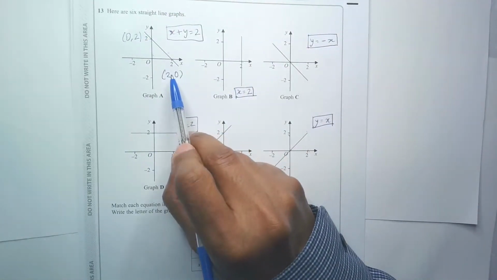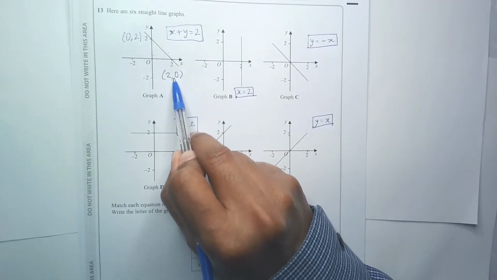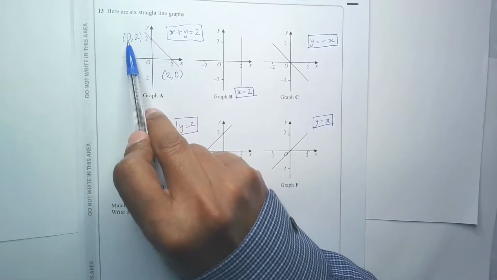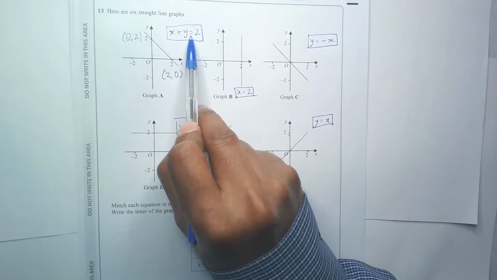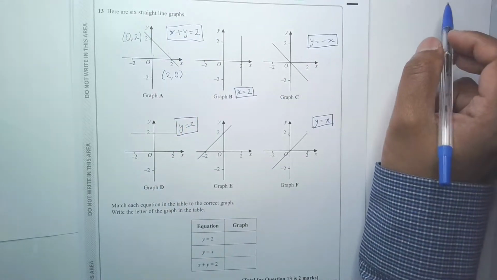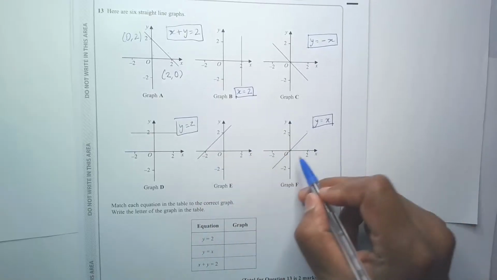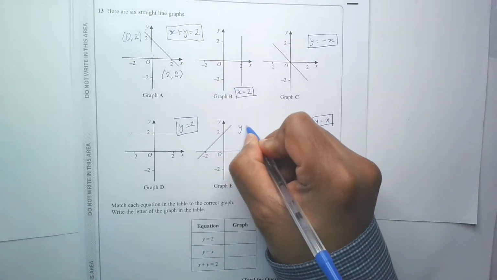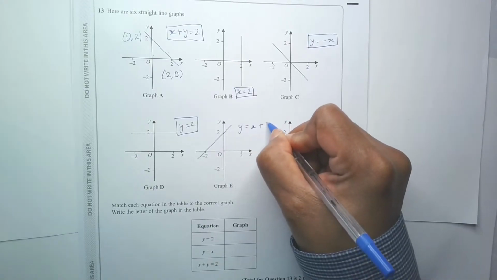Now, when x is 2, y is 0. So if you add them together, 2 plus 0 is just 2. When x is 0, y is 2. 0 plus 2 is 2. That's what this means, x plus y equals 2. And this one here is the remaining one. This is looking like y equals x, and it's crossing the y-axis at 2, so plus 2.